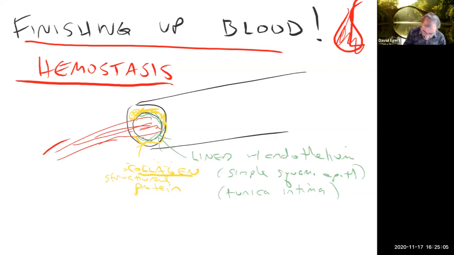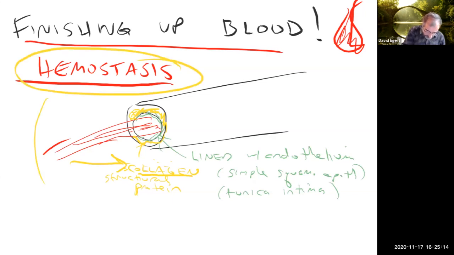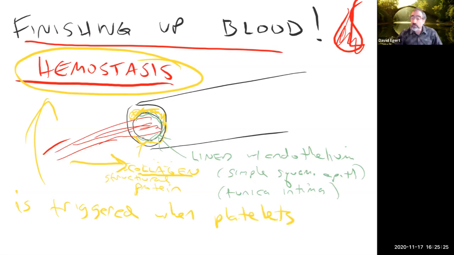So collagen is going to be the trigger, and it's going to be the trigger for the platelets. This whole hemostasis is triggered when the platelets, which we've talked about as the little formed elements that are part of your blood, are exposed to collagen.